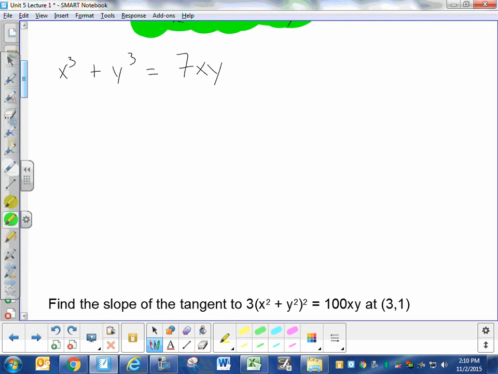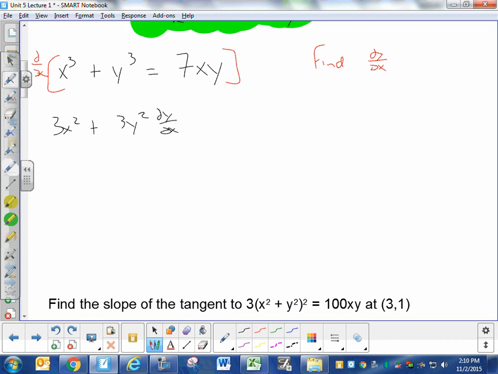Here, you can find this. Find dy/dx. My advice is to include the 7 with the x. That way you don't have parentheses. When we have parentheses, we will have difficulty solving for dy/dx after we take the initial derivative.